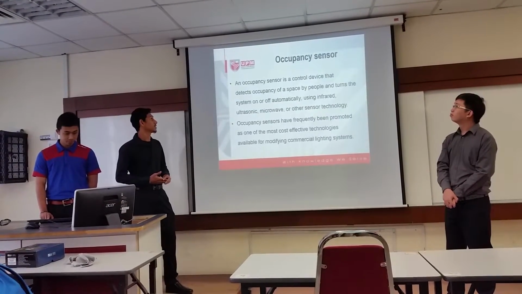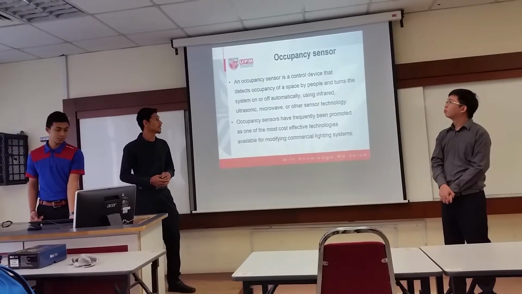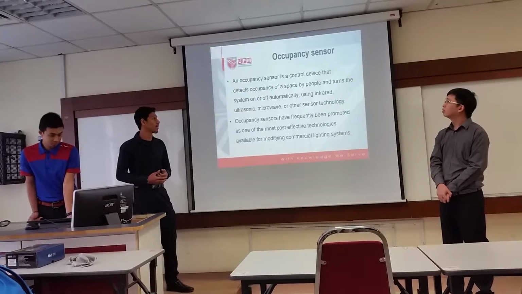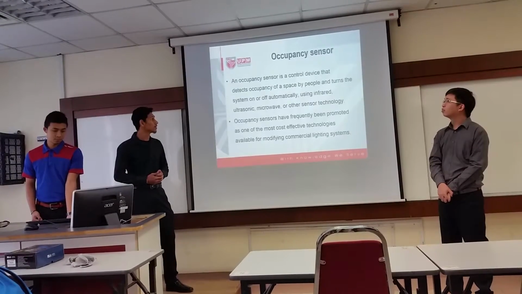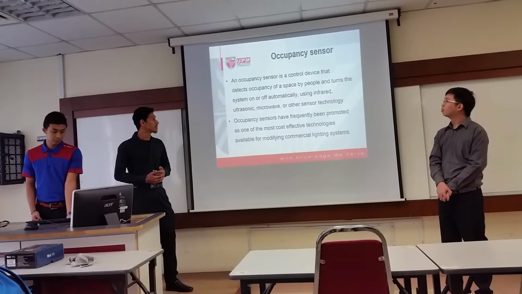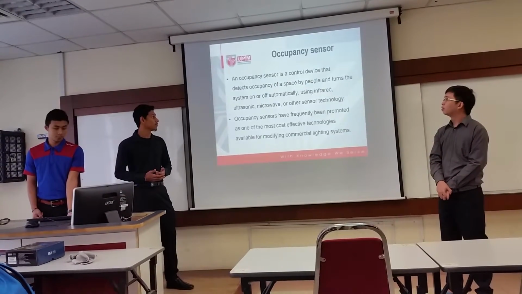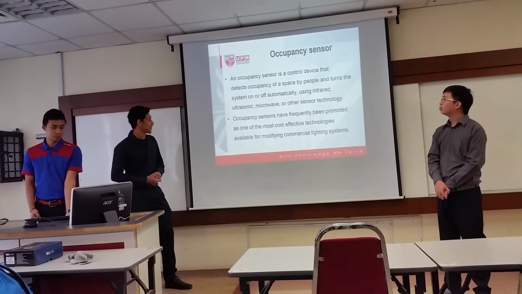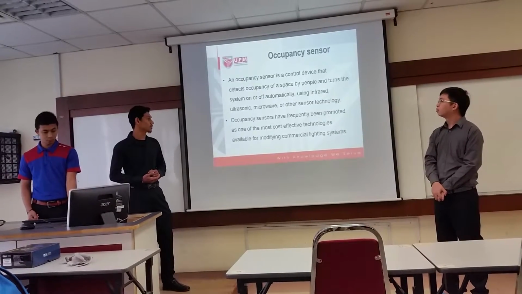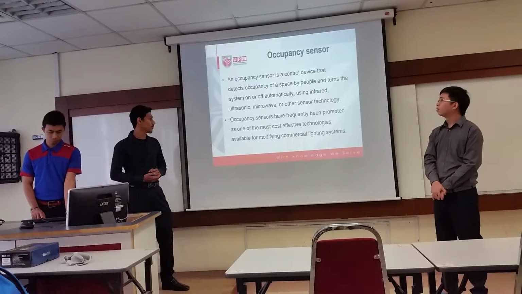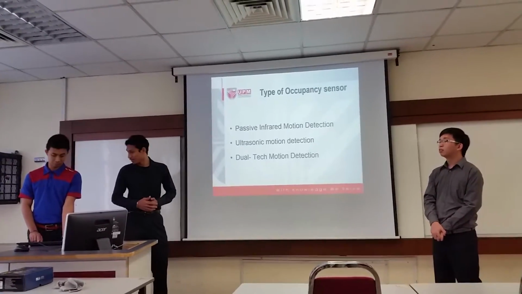Occupancy sensor is a control device that can detect people or other motion, and it will turn on and turn off automatically by using technologies such as infrared, ultrasonic, microwave, and other sensor technology. The occupancy sensor has frequently been promoted as one of the most cost-effective technologies available for modifying commercial lighting systems.